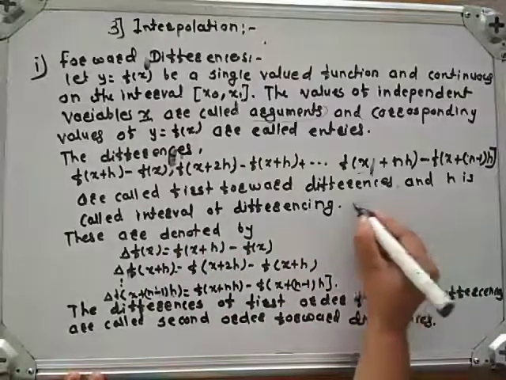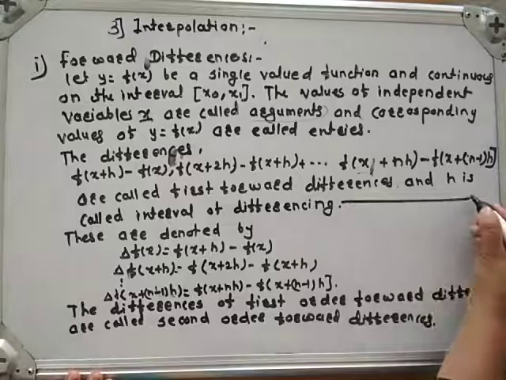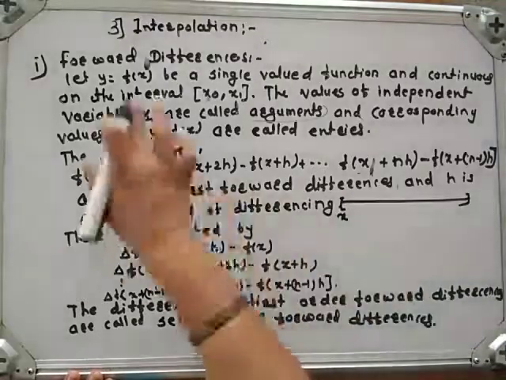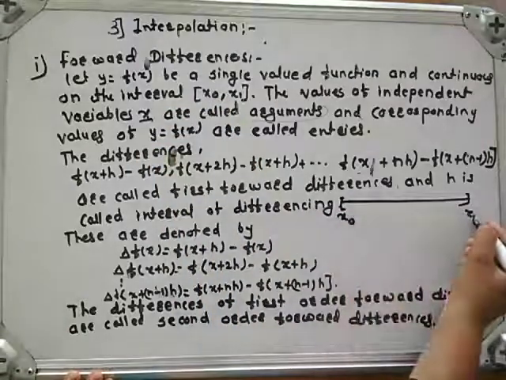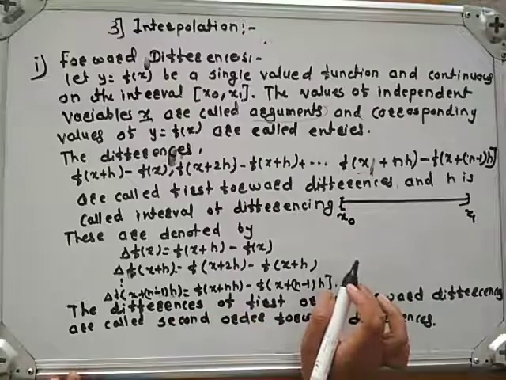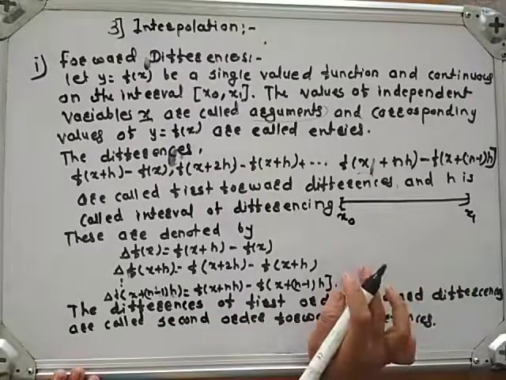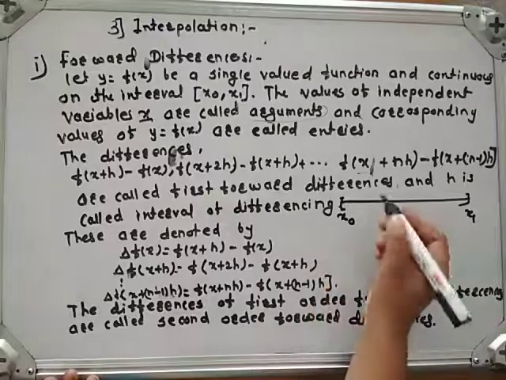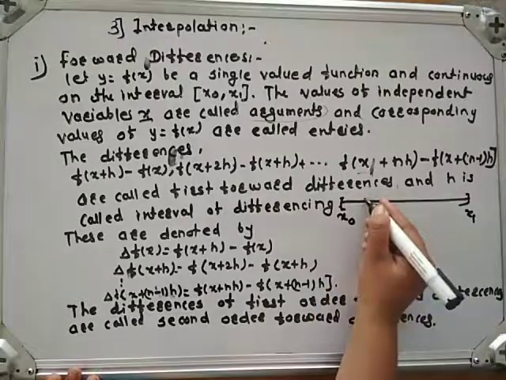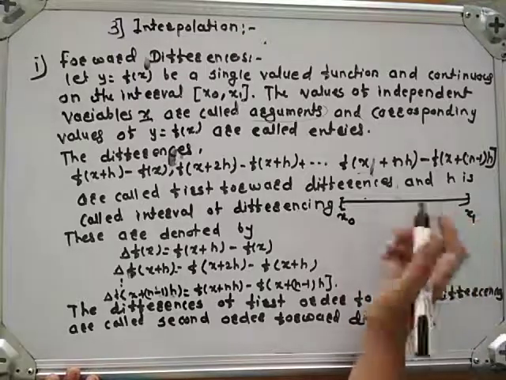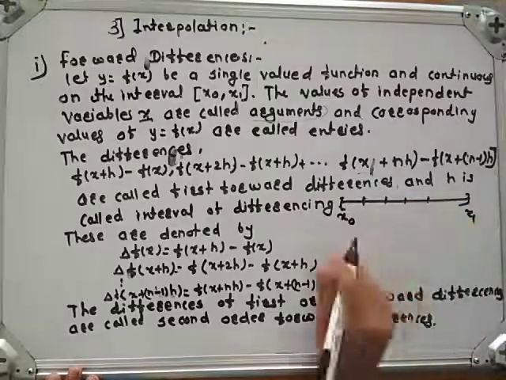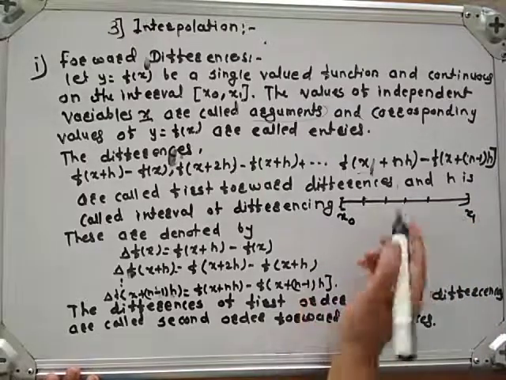Interval of differencing means, suppose you have an interval x0, x1. Now suppose we divide this interval into equal distances, and so on.